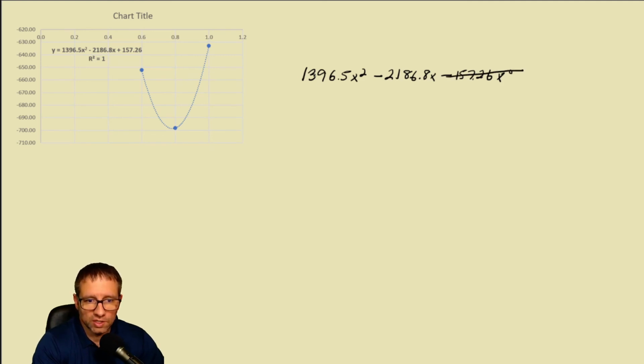And then of course you're going to get 2 times 1,396.5. So that's going to be 2,793. And then we lower that to an x minus 2186.8. And this is the derivative of the polynomial equation for our approximation line. And this is also going to give us the slope.